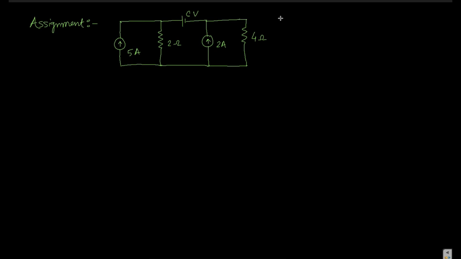Okay, so find, same question, find the current through the 4 ohm resistor. This is your assignment one.